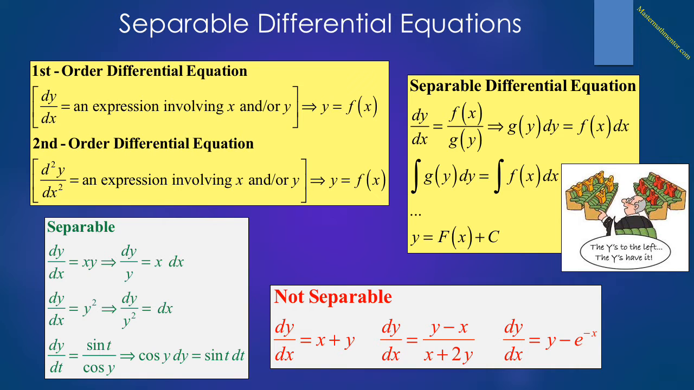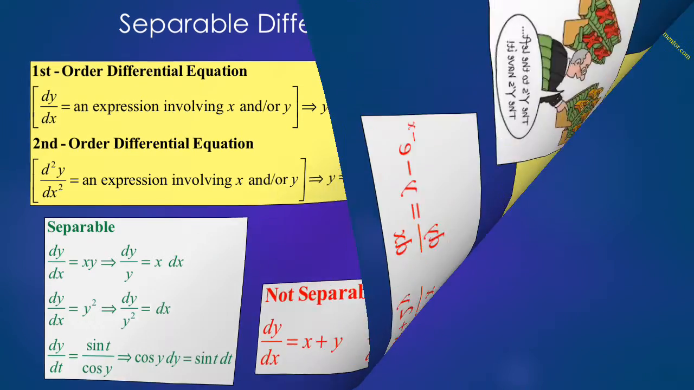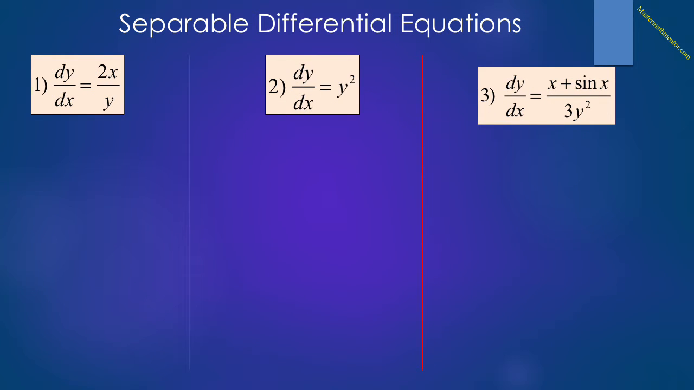dy dx is equal to y minus x over x plus 2y. In the right side, the x's and y's are mixed together and there's no way that they can be separated. Or dy dx is equal to y minus e to the negative x. Again, no way to separate them. For each differential equation, we will find the general solution, and then we will take the derivative of the solution, checking to see if we get back to the original differential equation.